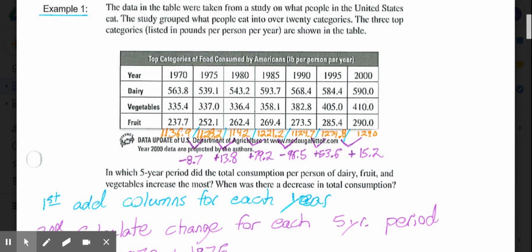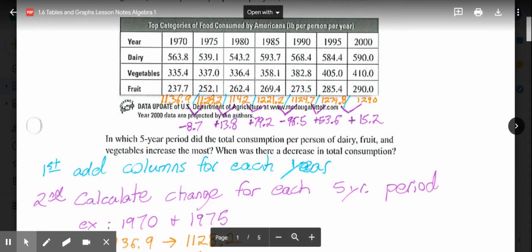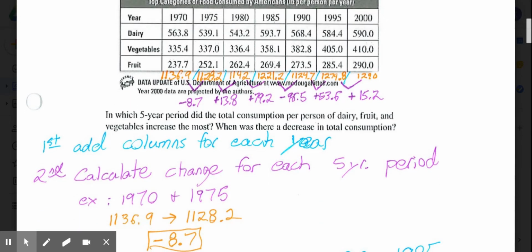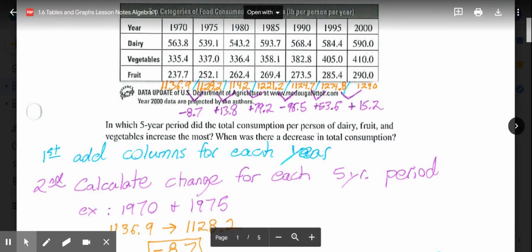So then I did the same for each year going down the columns. So added up the 3 categories for 1975 and wrote it below it. Did the same for 1980, 85, and so on. So that's just adding the 3 categories to get my total consumption for each year. Then the next thing I want to do is to figure out the change for each 5-year period. So from one column to the next.